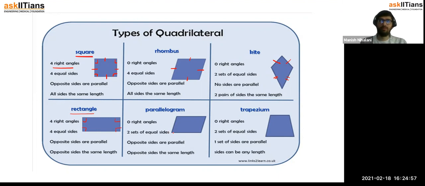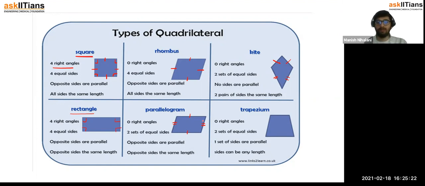That is, a parallelogram will not have any right angles, but its opposite sides would be equal. Opposite sides would be equal and parallel, right? That is why the name is parallelogram. These two sides are equal, opposite sides, and they are parallel as well. Again, a parallelogram is a quadrilateral because it is a four-sided figure, a closed polygon.